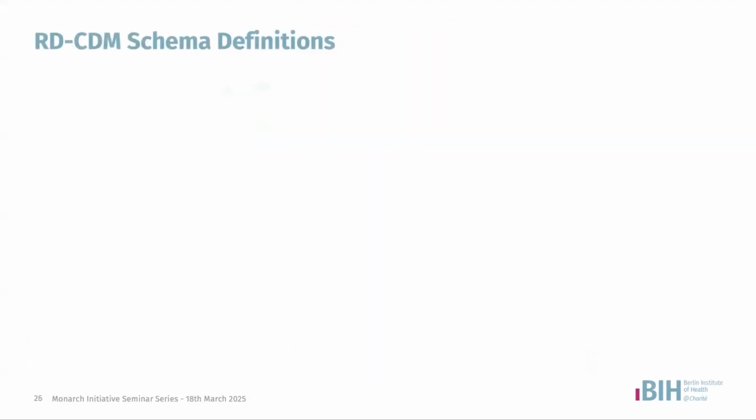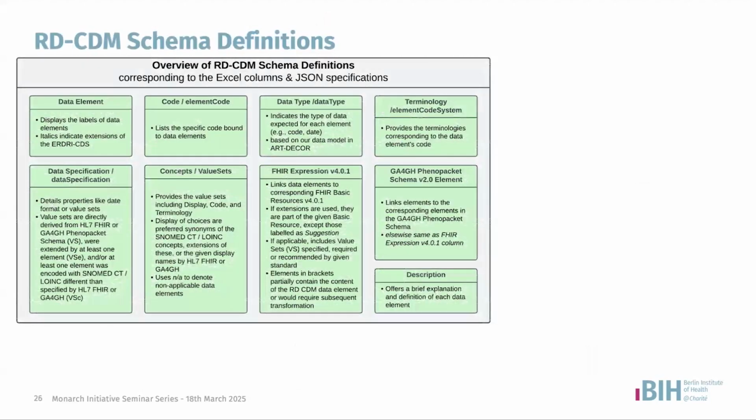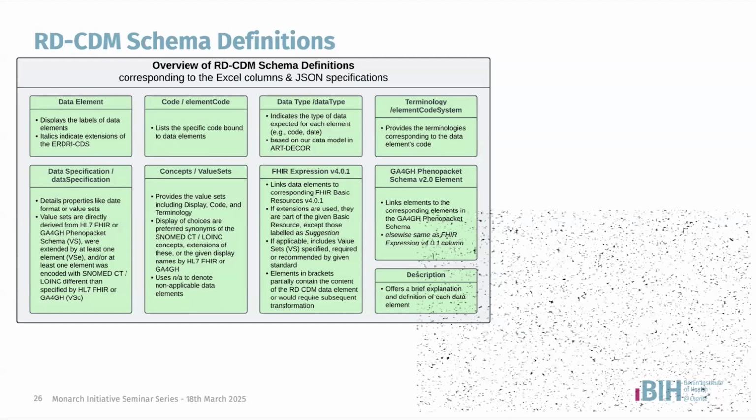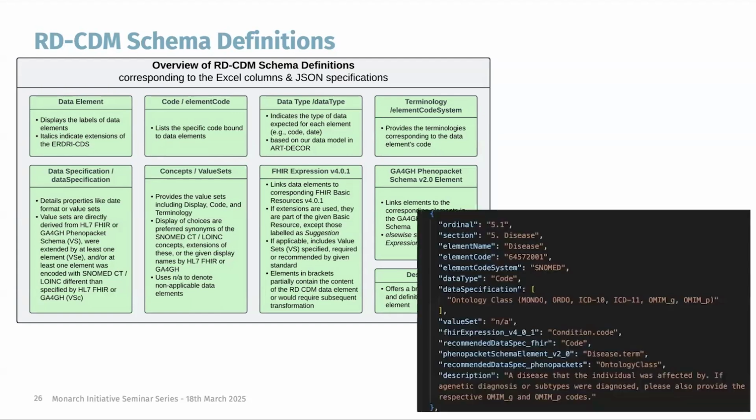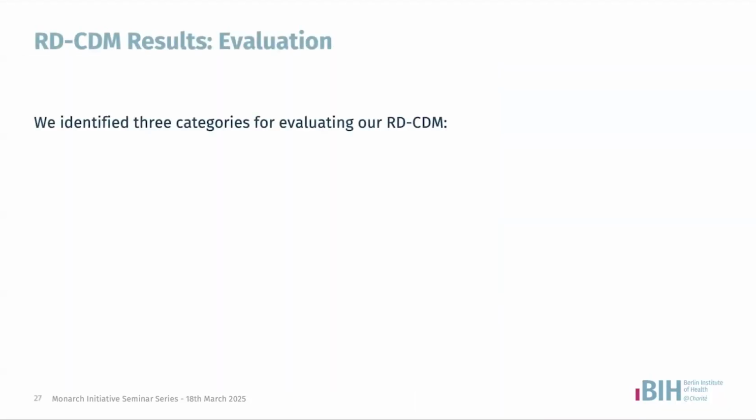So for our data model itself, we have defined schema definitions with the data element code, data type, terminology or element code system, data specifications, the value sets, the mappings to FHIR and Phenopackets, and a brief description. And all of these, for example, correspond to the Excel columns. So if you look at the Excel sheet, they also correspond to the JSON specifications we defined, so that we have a similar way of defining them.